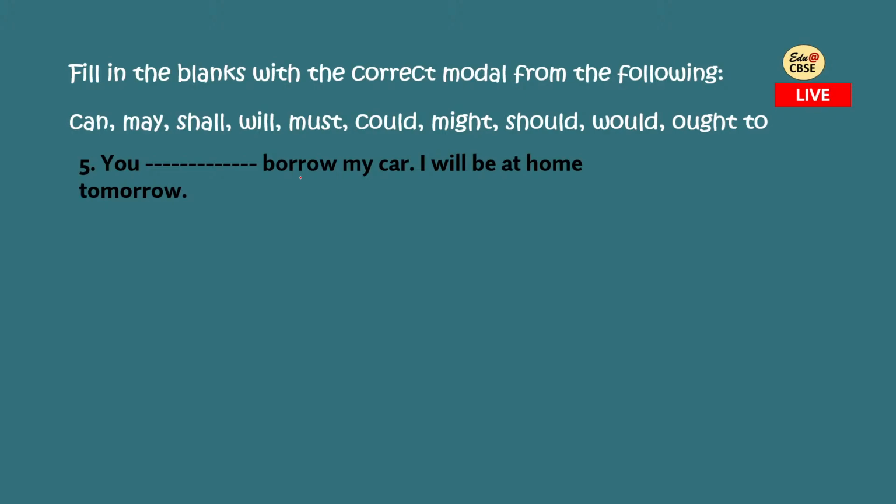Okay, can. Okay. Again, read the sentence carefully. Check the context whether it is giving us the sense of permission or something else. You dash borrow my car. I will be at home tomorrow. Yes, Ashita. It is may. It is again permission. You may borrow my car. I will be at home tomorrow.